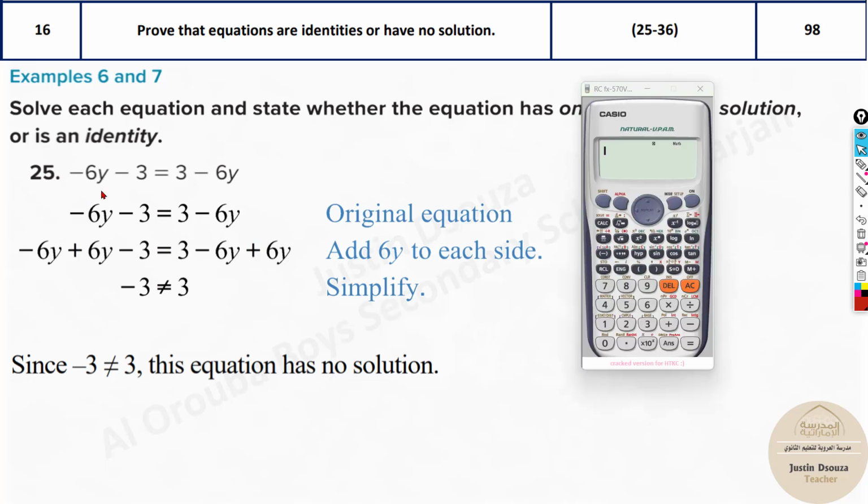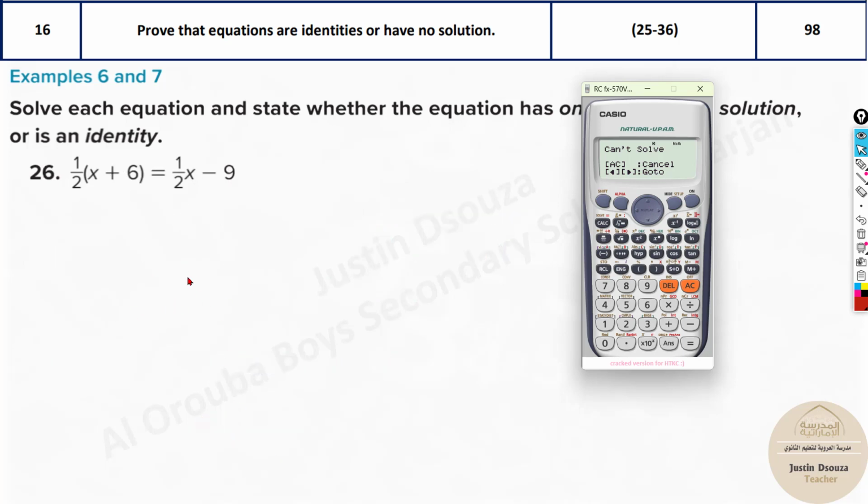Now we will just type this given equation in the calculator, that is -6y. There is no y, so we use x as the variable. -3 equals 3 minus 6 alpha x. Shift and solve. It takes a few seconds and now it shows it can't solve. That means it has no solution because it's not equal. Yes, the equation we obtained is wrong. There's no solution over there. Even over here, just by looking at this, I can say there is no solution.